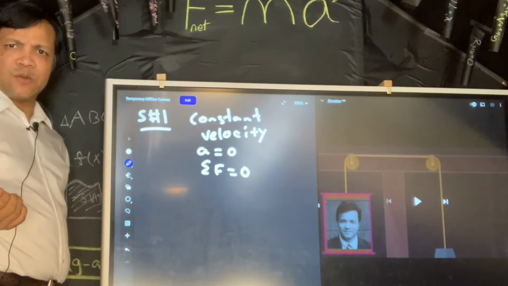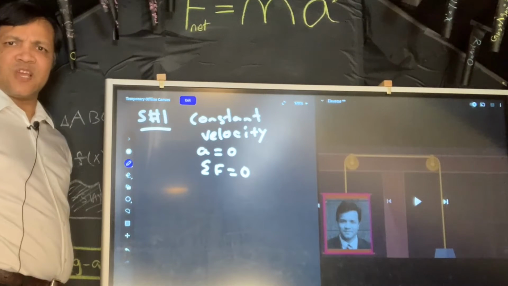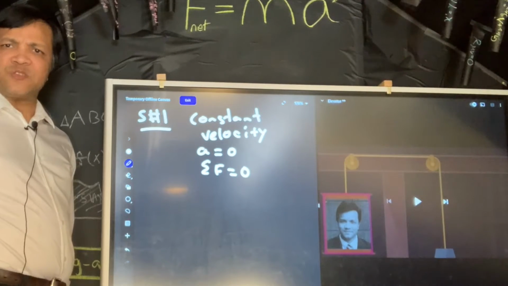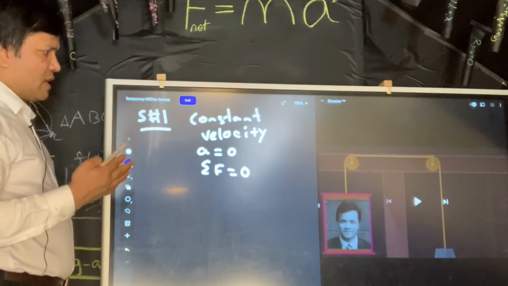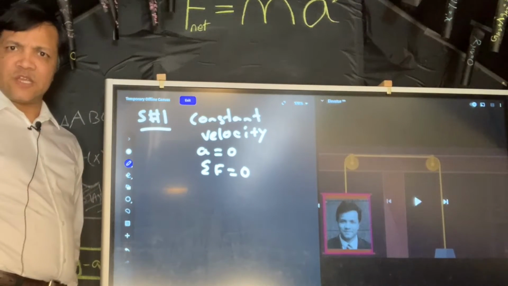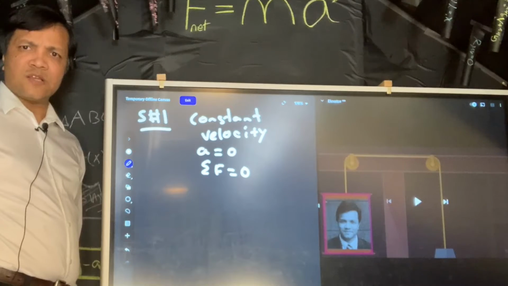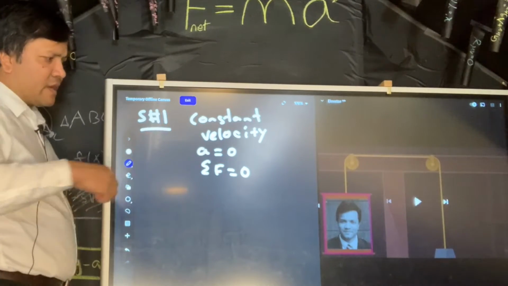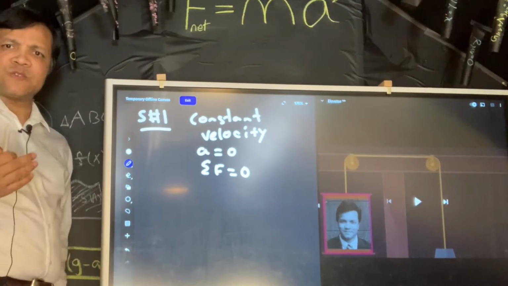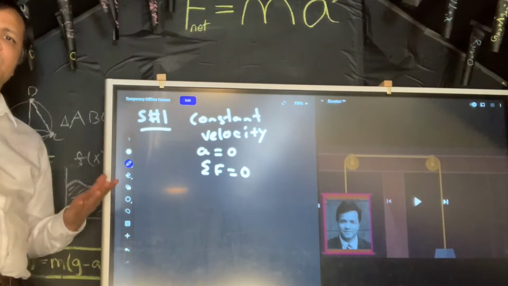So velocity could be 0, or velocity could be 5 meters per second, or 100 meters per second. Doesn't matter. The elevator is in constant velocity, so acceleration is 0 and net force is 0. We want to see whether the person would feel heavier or lighter.